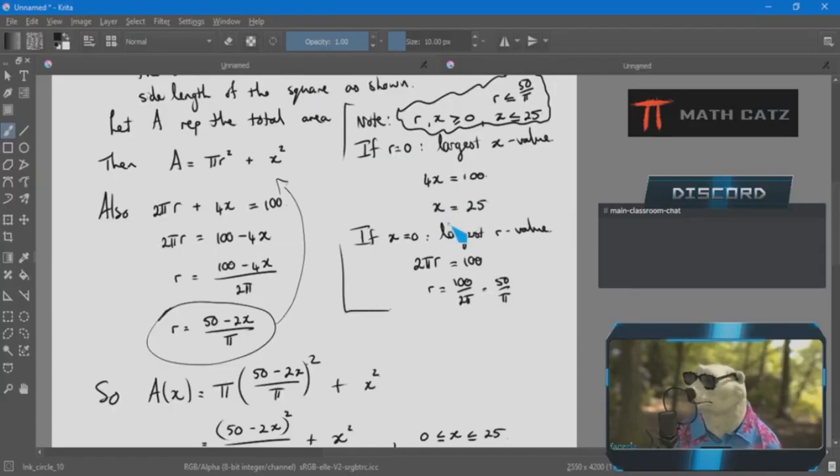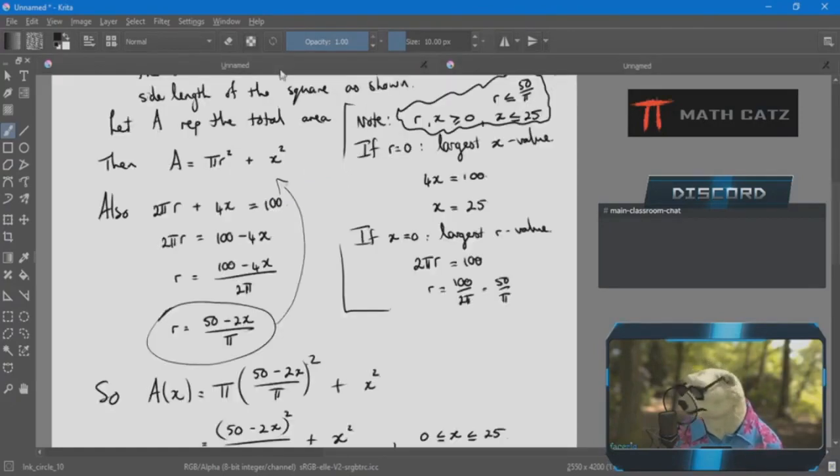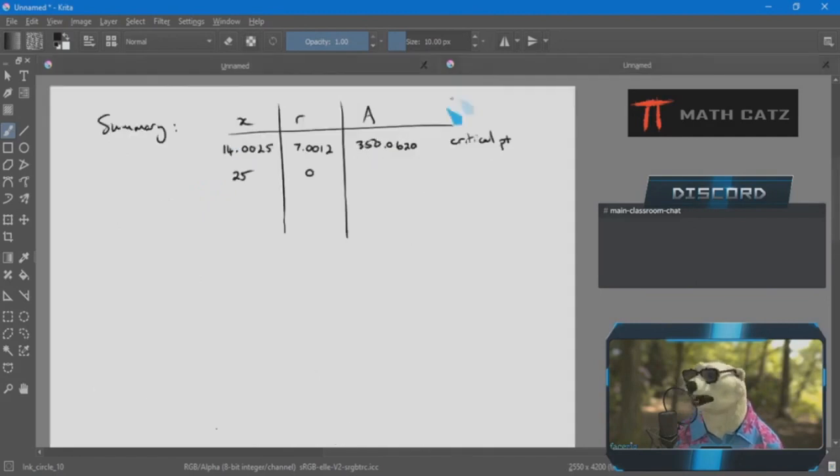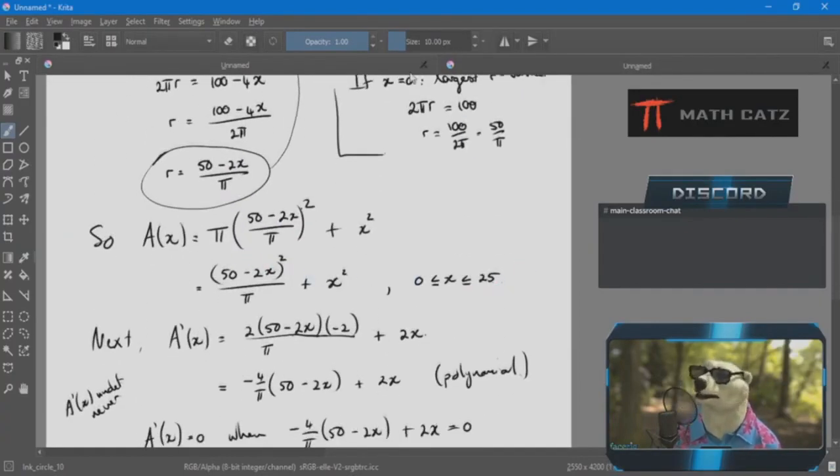Now, one endpoint is when r is 0 and x is 25. So 25 and 0. That's the best I can do if I leave the circle and just focus on x, the square. Then we have a very simple area function because the radius portion falls away, and I just have 25 squared, which is 625. So that is one endpoint. If I focus on my x version of the function, that'll be the right endpoint.